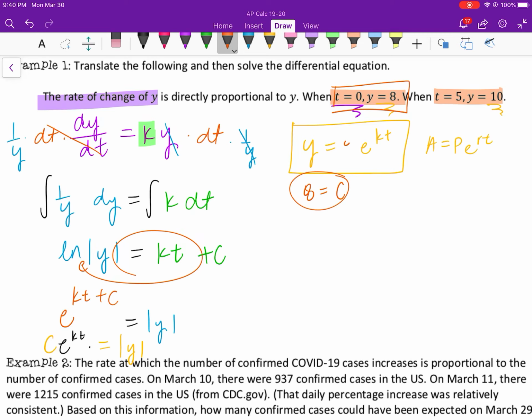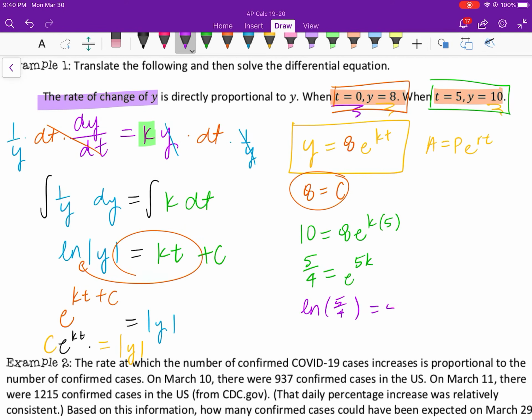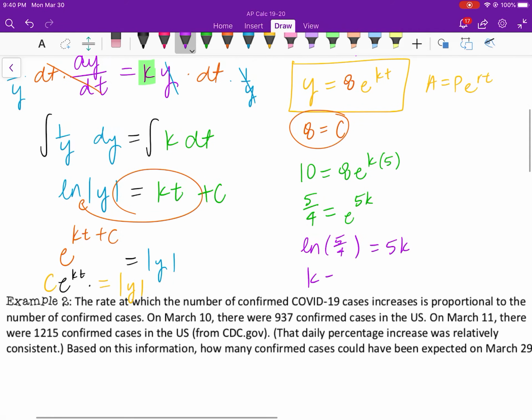So now our equation reads y equals 8e to the kt. And now as we plug in that second ordered pair, we are only going to be solving for k. So we have 10 equaling 8e to the k times 5, or 5k. Our goal is to solve for k. Divide both sides by 8 and reduce that fraction. So 5/4 equals e to the 5k. And we'll log loop from here. So the natural log of 5/4 will get us 5k. So that means that k is going to be equal to, we're going to divide both sides by 5 or multiply by 1/5 times the natural log of 5/4.